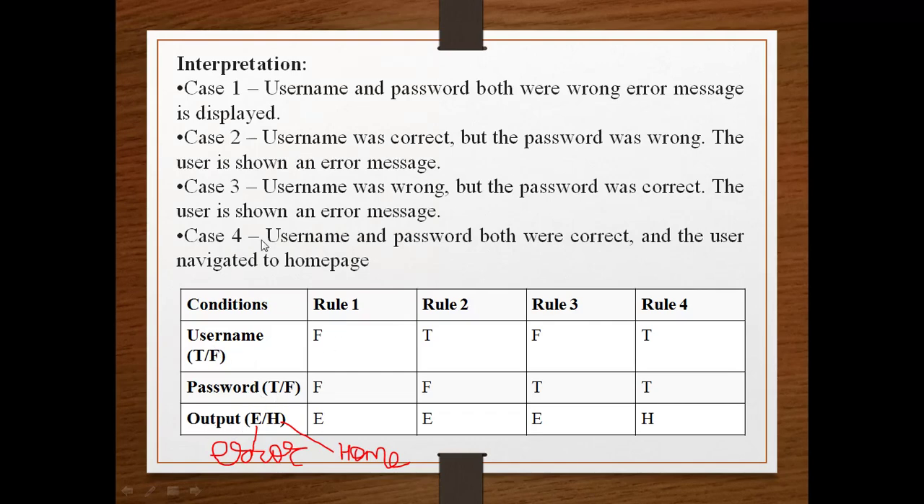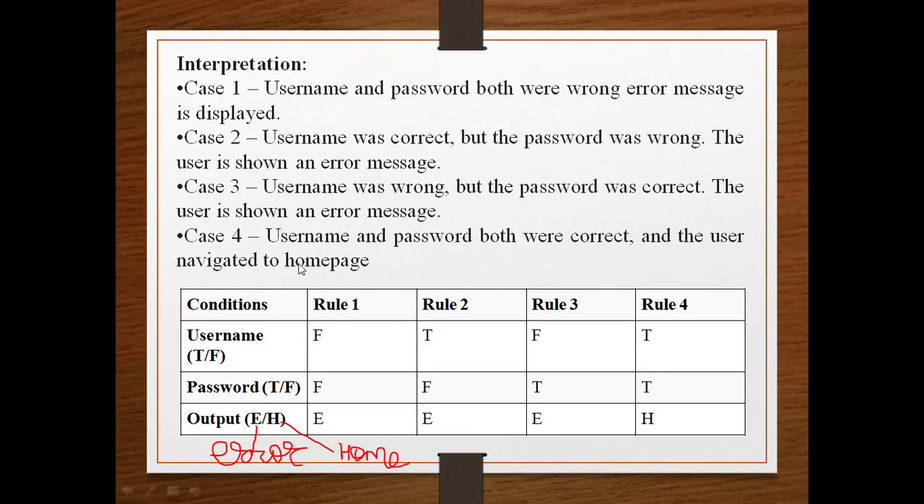If rule 1, if username is false, that means not correct, and my password is not correct, that means I'm going to display E, that is error. Rule 2, if username is correct but password is wrong, then again error. Rule 3 says username is wrong, password is correct, then again I get an error message. And rule 4 is here, both are correct, so I will navigate to the home page.